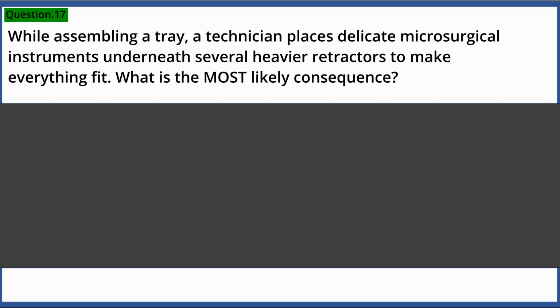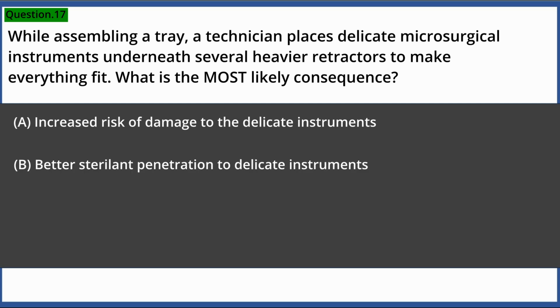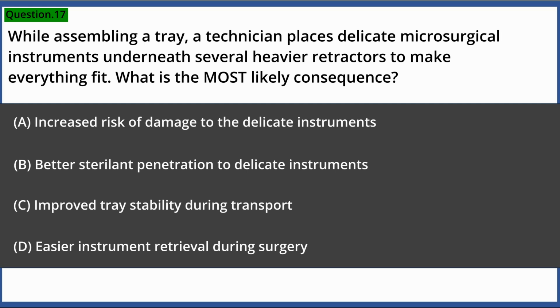While assembling a tray, a technician places delicate microsurgical instruments underneath several heavier retractors to make everything fit. What is the most likely consequence? A. Increased risk of damage to the delicate instruments. B. Better sterilant penetration to delicate instruments. C. Improved tray stability during transport. D. Easier instrument retrieval during surgery. Answer. A. Increased risk of damage to the delicate instruments.